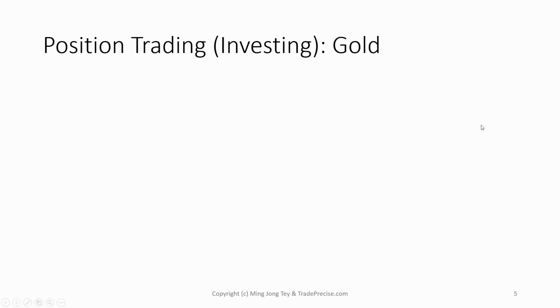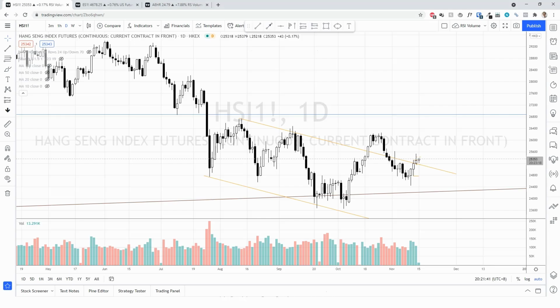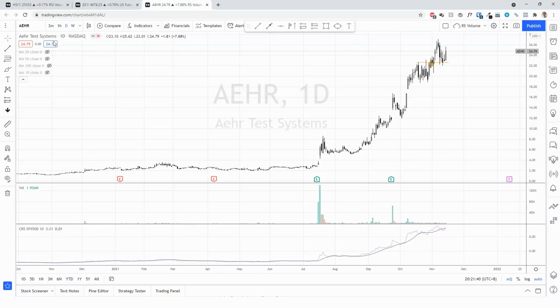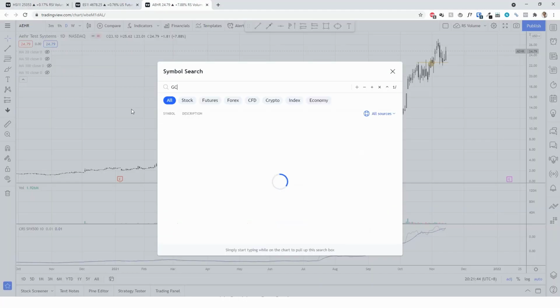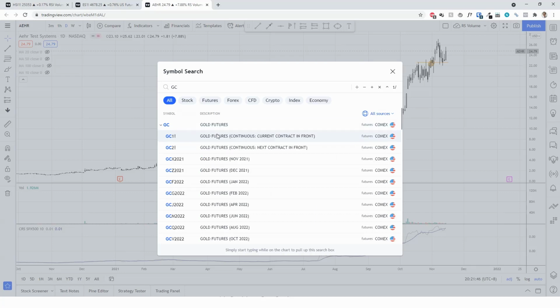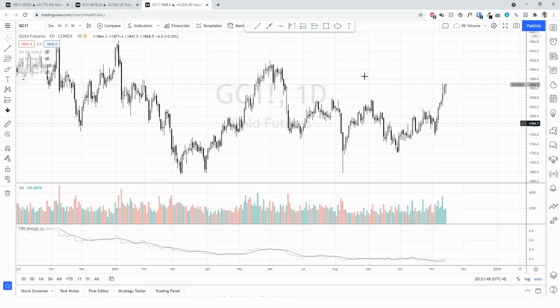And next, let's look at gold here. Let's take a look at gold. So GC, this is gold futures.